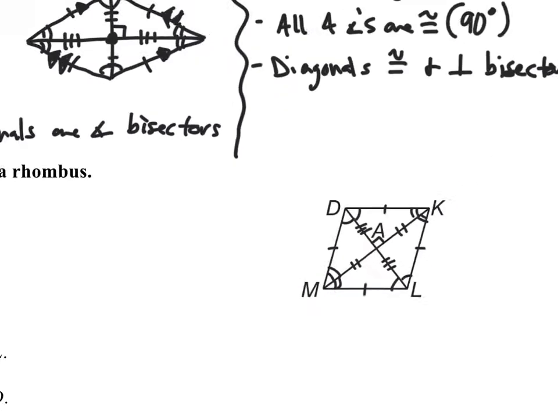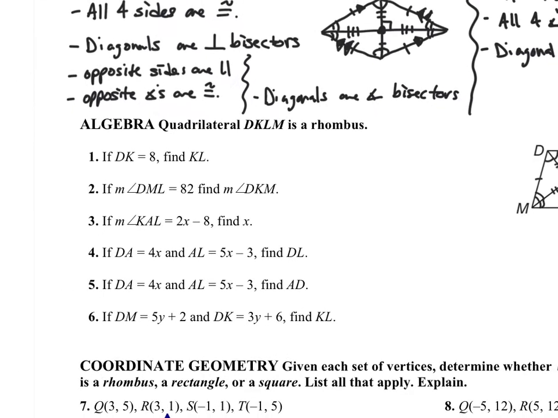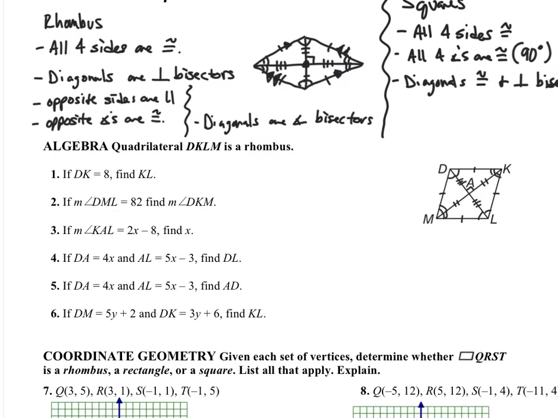So let's go ahead and take a look at what it says. It says if DK is 8, okay, so if that's 8, then what's KL? Well, they're congruent because it's a rhombus, so KL is 8, okay? And then it says if angle DML, the whole angle, is 82, then find DKM, okay? So DML, the whole thing is 82, but DKM, that's half that length, okay?